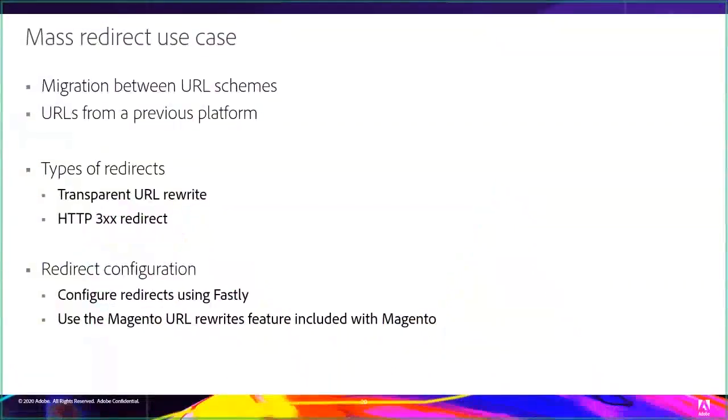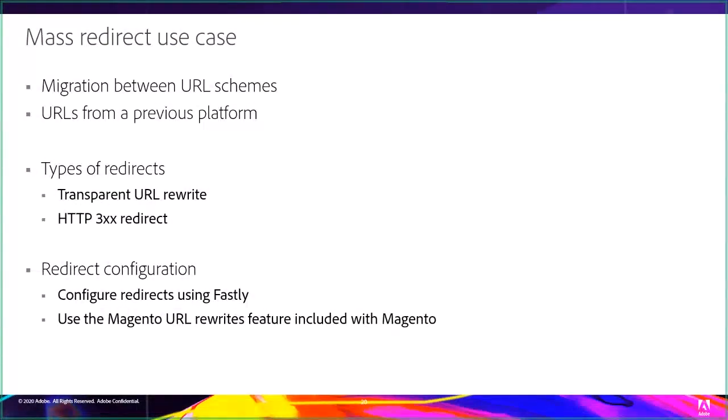So mass redirects, usually the use case is you have a previous platform where you migrated from with different URLs, or you're just changing your URL schemes. Maybe you did an upgrade or something like that. And you want to make sure that your previous search engine results stay intact, that you don't lose those search engine results. So you want to do a redirect or a rewrite, whether that be a transparent rewrite or an HTTP 3XX redirect. So you can do that in two ways.